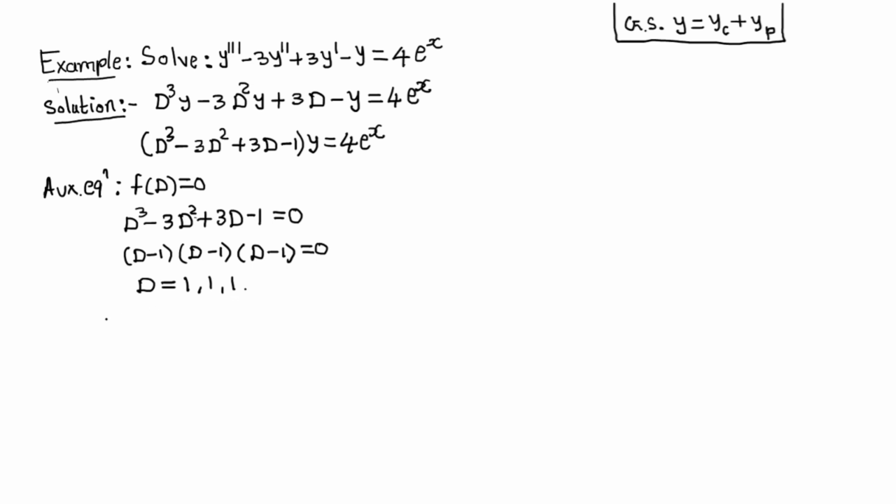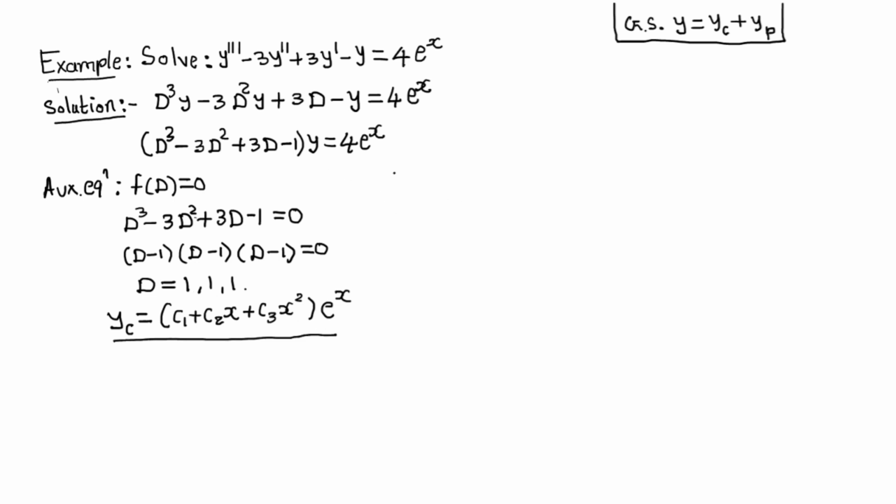If roots are real and repeated, then we know how to write the CF. Our CF will be, since I have three repeated roots, a polynomial with three terms. So this will be C1 plus C2 x plus C3 x square, and my root is 1, so it will be e raised to 1x, that means e raised to x. So this will act as my CF for this particular differential equation.